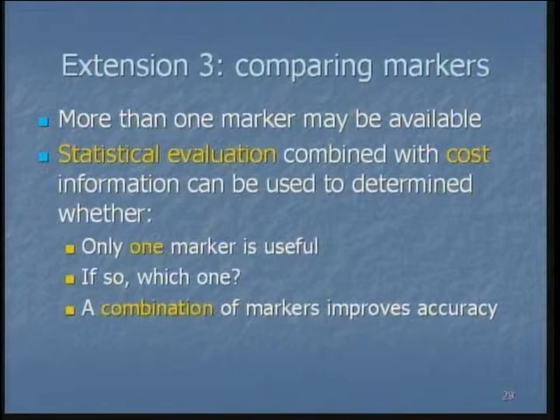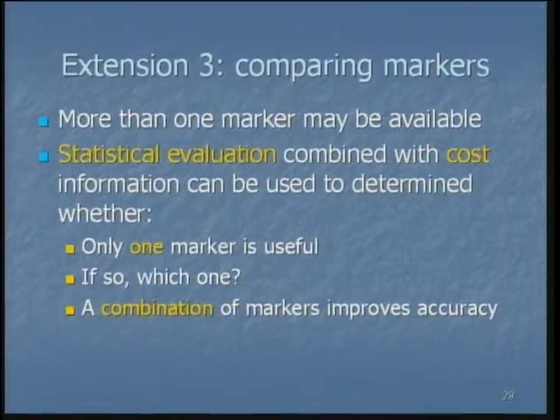So, ways to take into account covariates. And now, what if you have multiple markers, and how do you go about comparing those markers one to another? And in addition to cost consideration, we can use statistical tests.